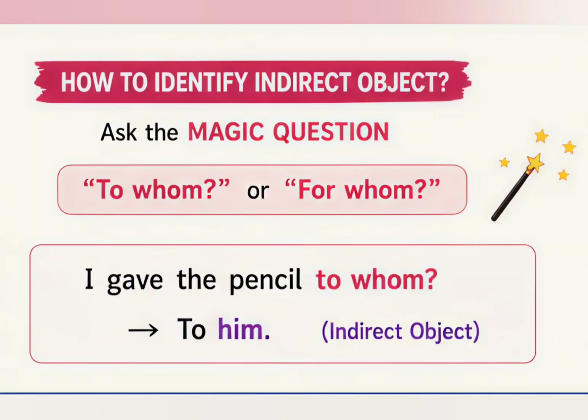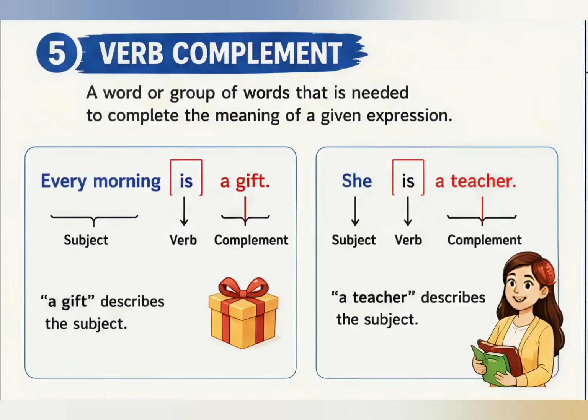Alright. Now moving on to the third section of your chapter, which is verb complement. Now what does that mean? A complement can be defined as a word or group of words that is needed to complete the meaning of a given expression. Suppose I have a sentence, every morning is a gift. Every morning is working here as the subject. Is here is my verb. So a gift, even though no action is being performed here, is basically describing the subject. Or suppose when I say, she is a teacher, she is my subject here, is is my verb here. Now a teacher is basically the description of the subject about her profession.